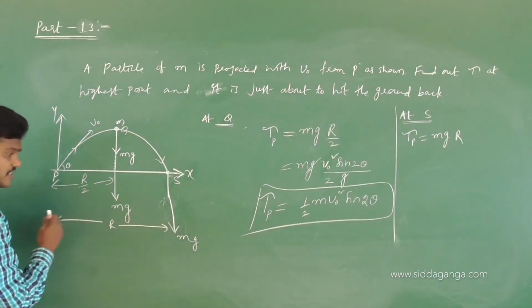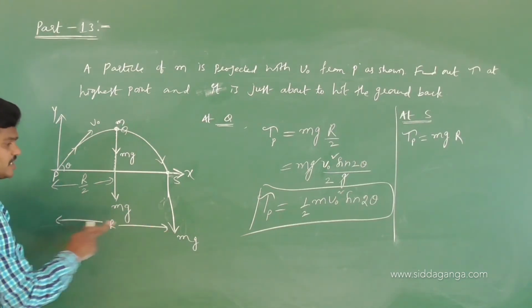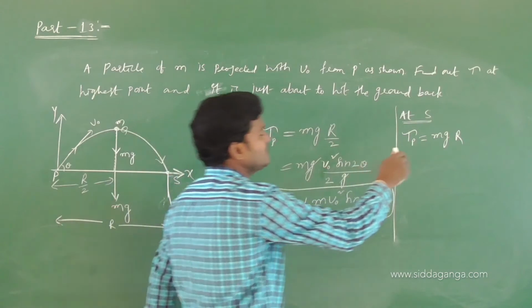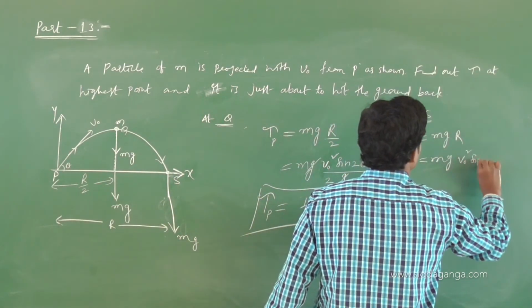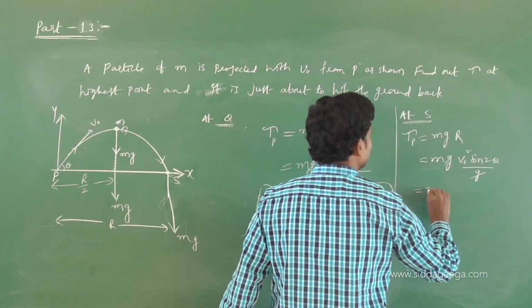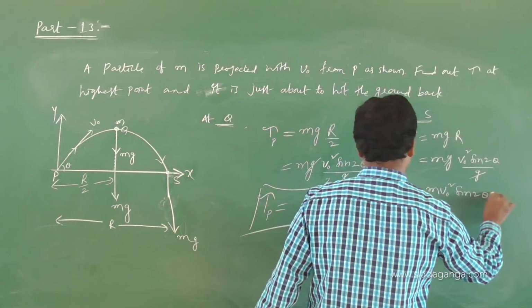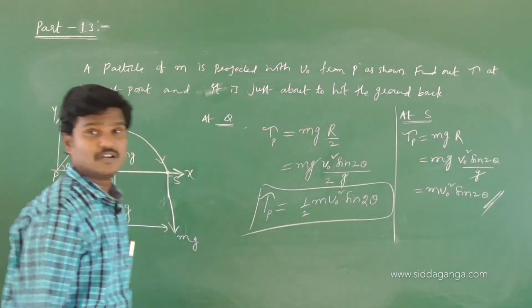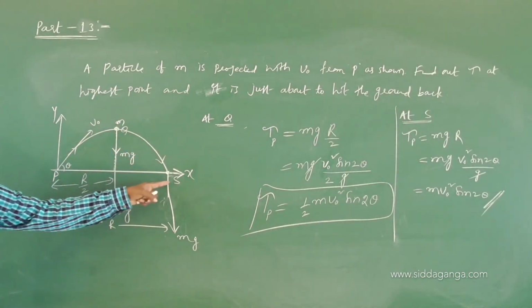Mg, what is the perpendicular distance about point P? They are asking about point P. About point P it is R. So mg into R. What is R? R nothing but v naught square sin 2 theta by g. Now the answer is m v naught square sin 2 theta. So that is the torque about point P at this point.